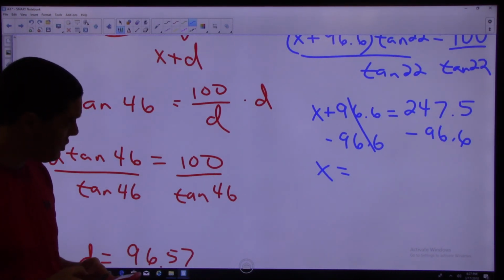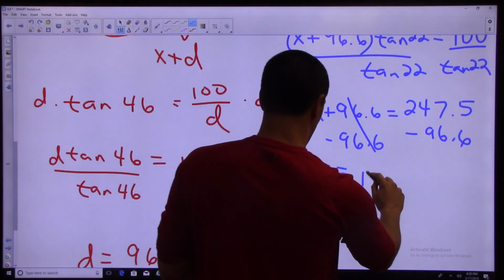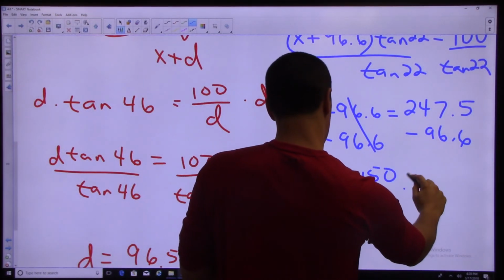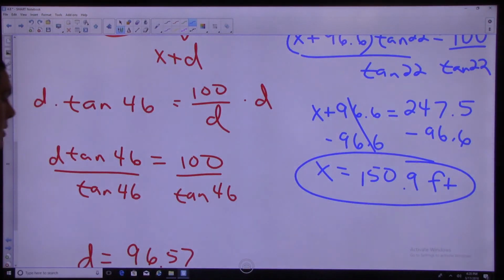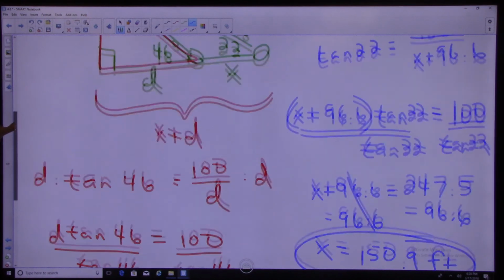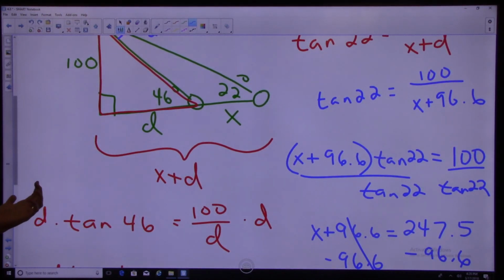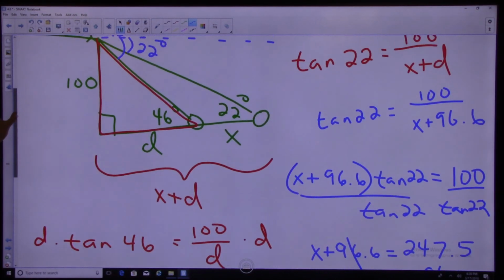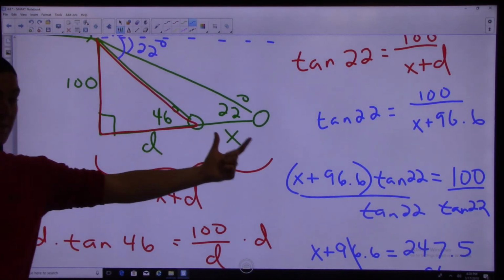Let me just subtract 96.6. Answer: 150.9. I think this answer is in feet. So that's how far the car's traveled. So actually, guys, with the way I chose to set it up here, I called this x plus d. I didn't have to subtract it at all. I mean, we could do that. So x plus d would be the 247.5, and then we subtracted d, which was 96.6, and that gave us x.